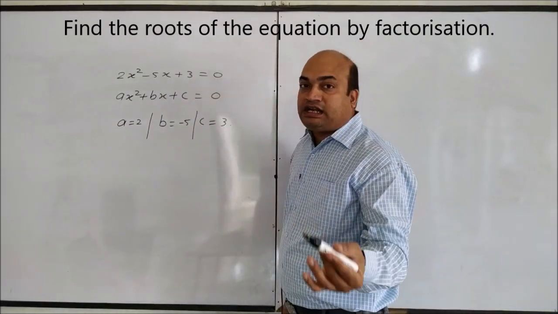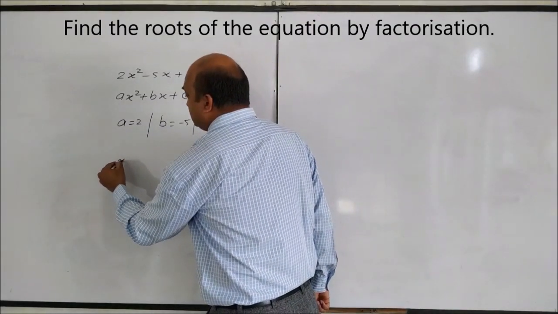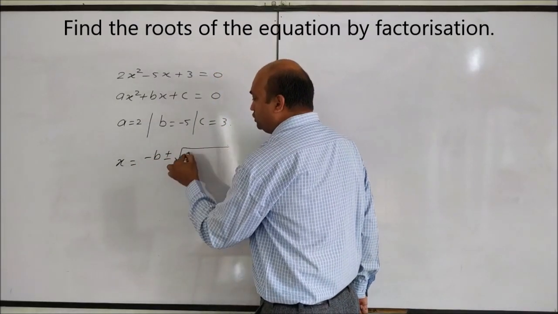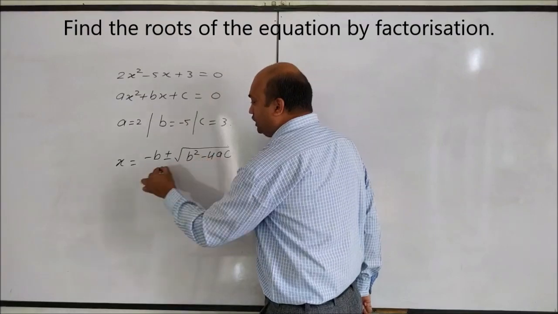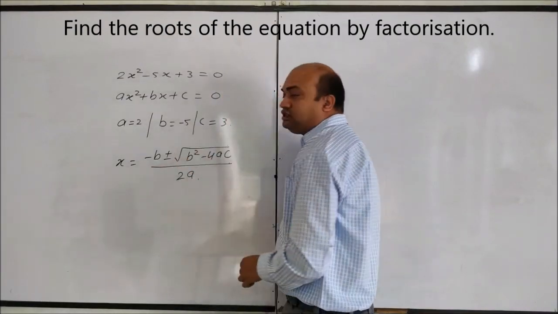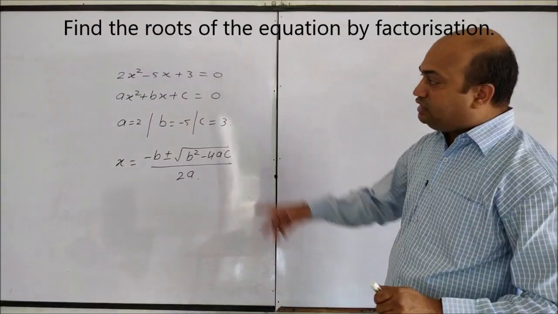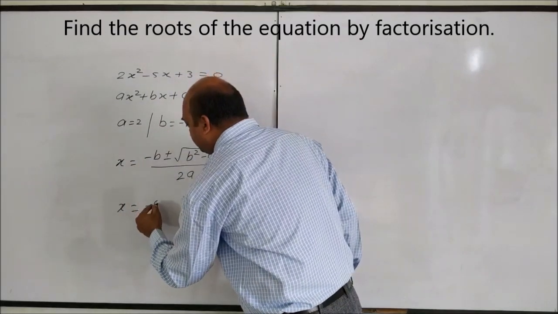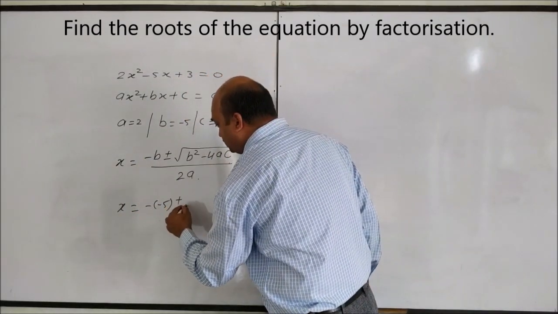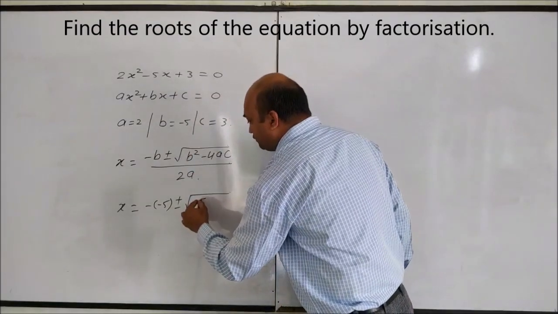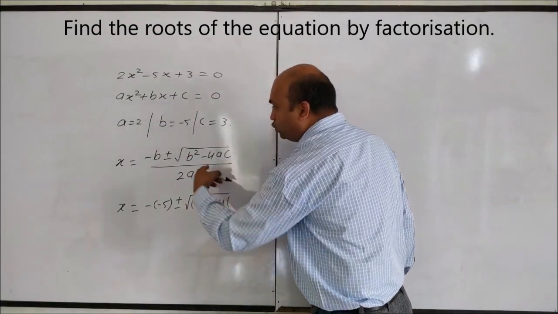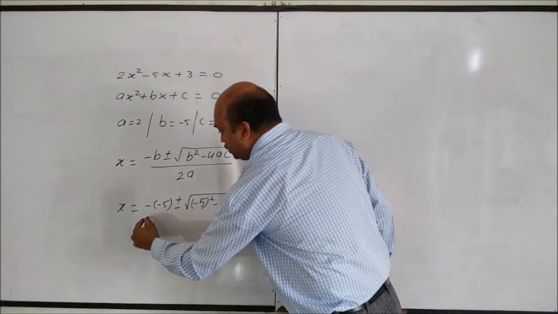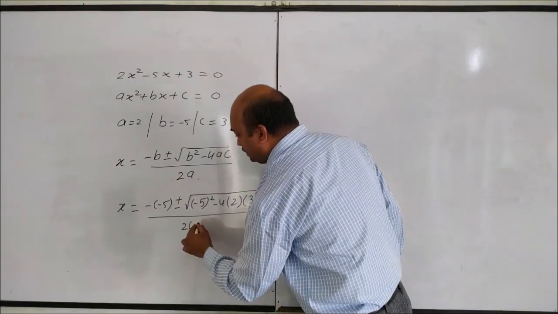Now we can directly apply the formula as x is equal to minus b plus minus under root b square minus 4ac upon 2a. This is the formula. We can apply the formula directly, put the values here. We will get x is equal to minus of minus 5 plus minus under root minus 5 square minus 4, a is 2 and c is 3, upon 2 into a is 2.